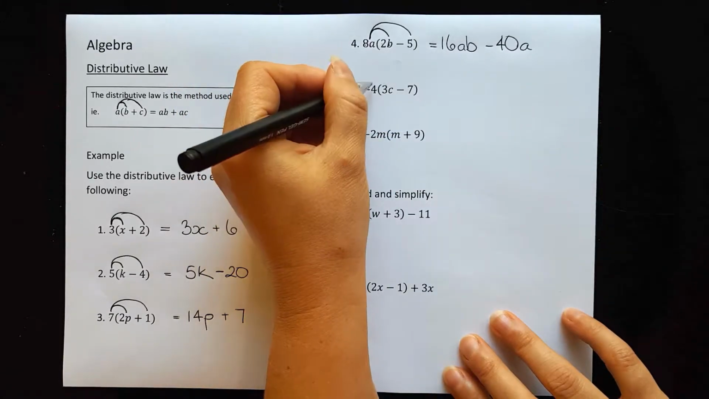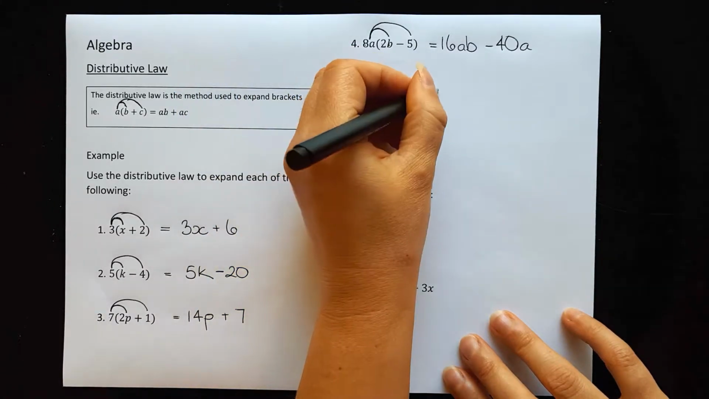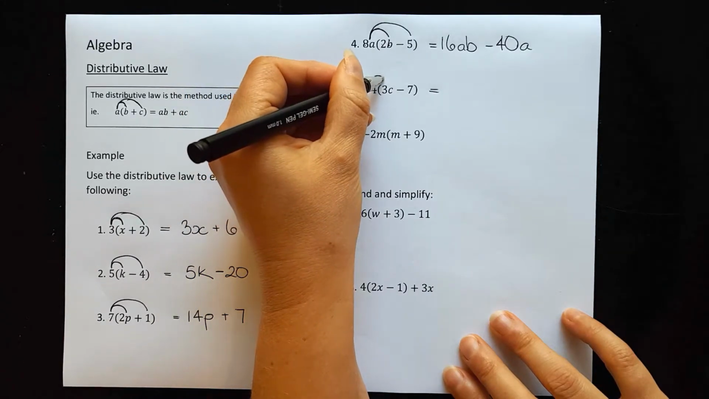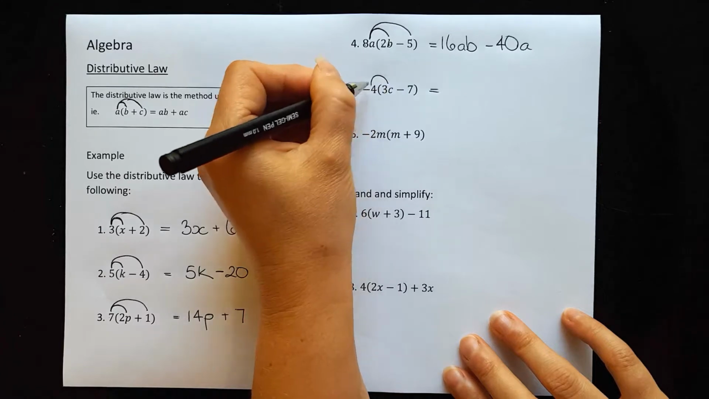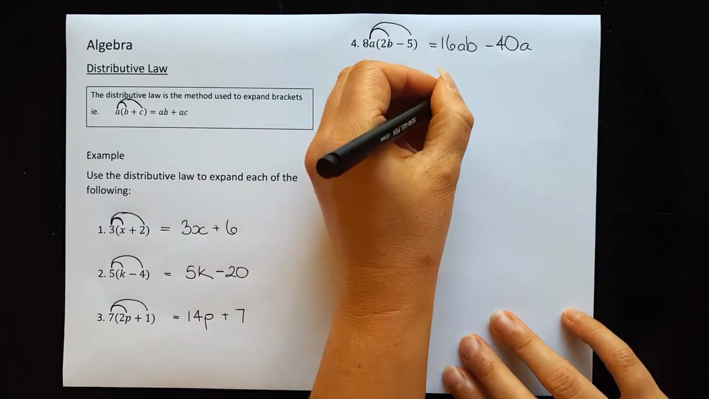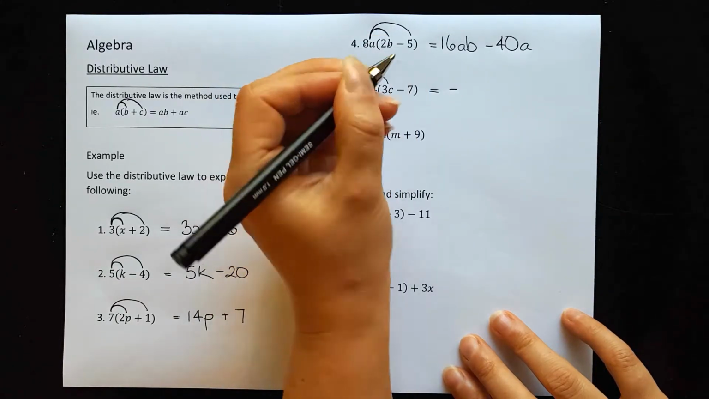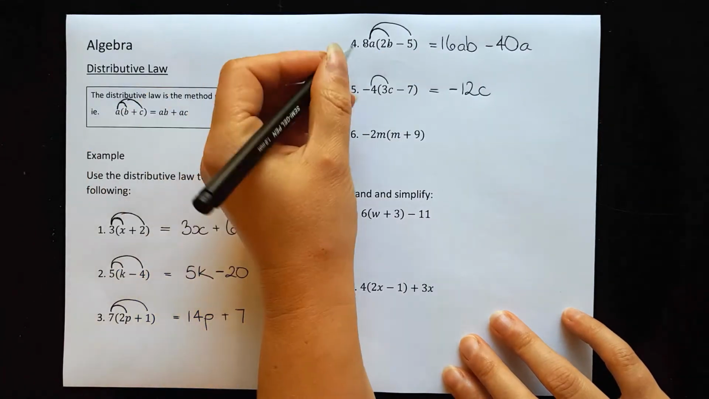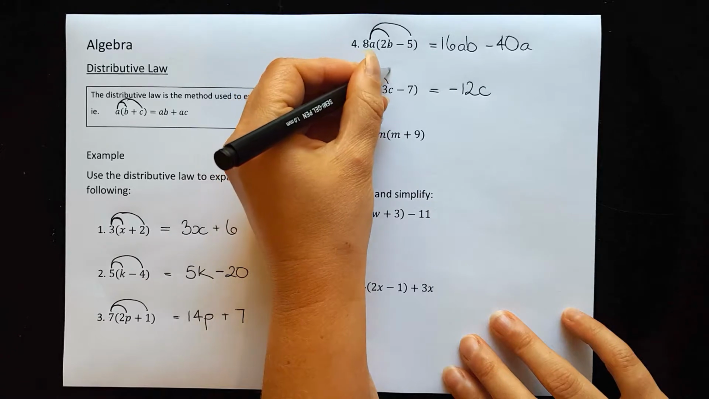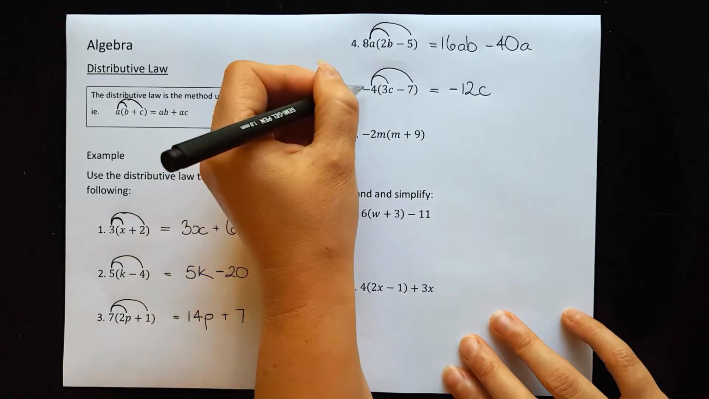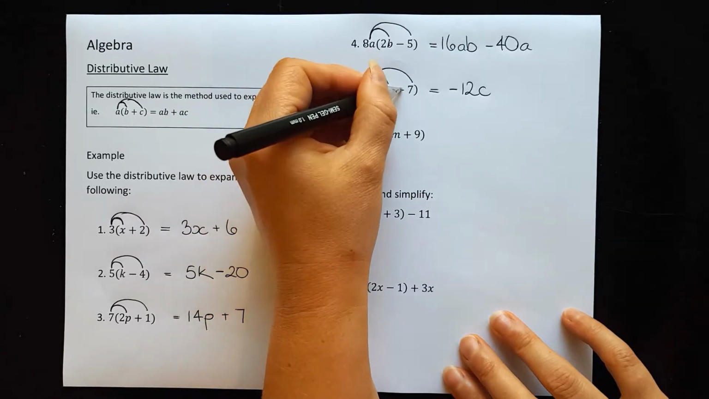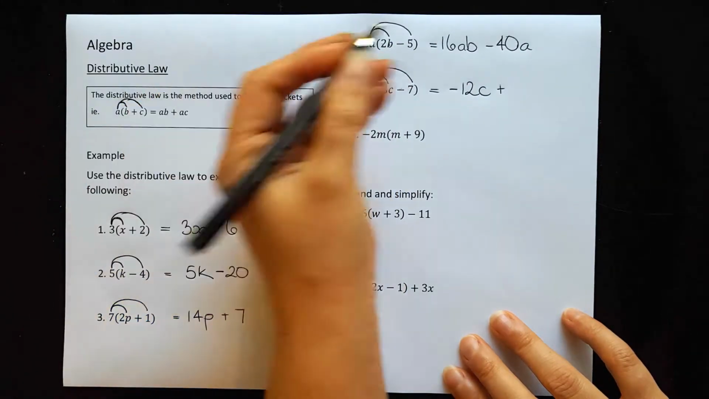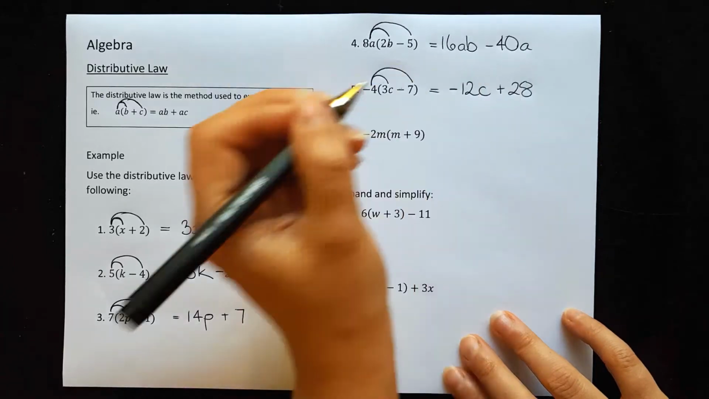Question 5, negative numbers can be out the front as well. So we have a negative 4 times by a 3c. Negative times a positive means we'll have negative. 4 times 3 is 12c. Now for multiplying negative 4 with a negative 7. Minus and a minus multiplied together means I will have a plus. 4 times 7 is 28.